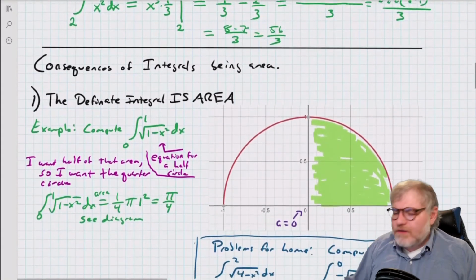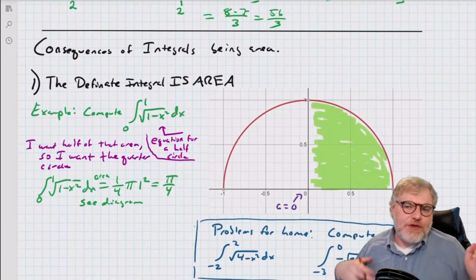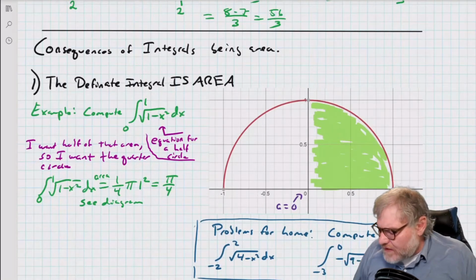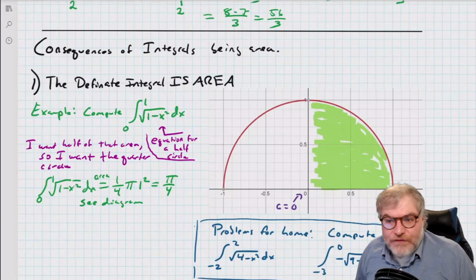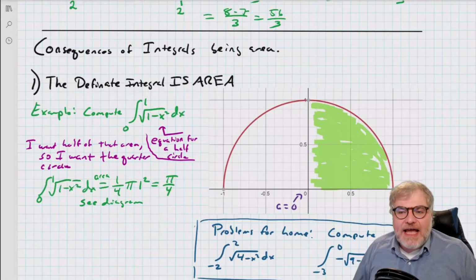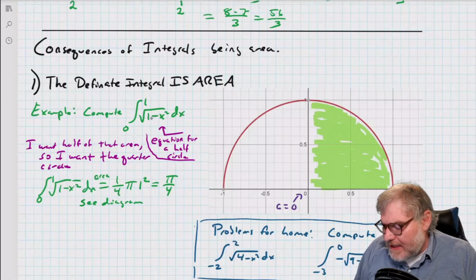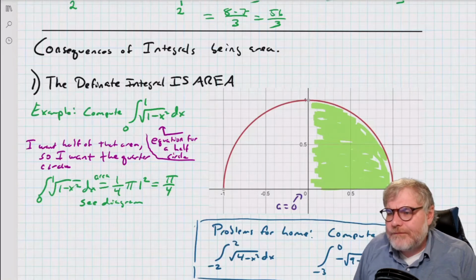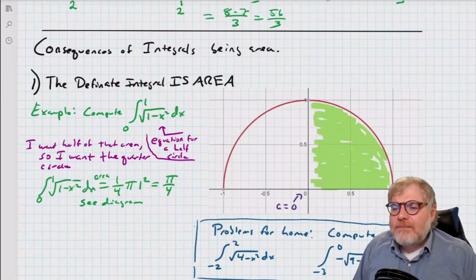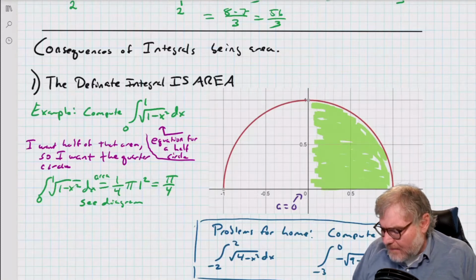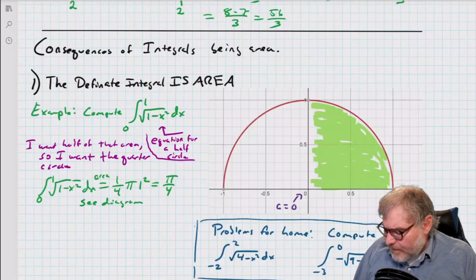Okay. So again, what I want to focus on are the consequences of the fact that this is area. One of those things is that sometimes I don't need to do the fundamental theorem of calculus. I don't even need to do that. What I can do is just think of, okay, square root of 1 minus x squared, that's a circle, right? That's half a circle. So I'm just going to say, okay, that's the upper half circle, and I'm going from 0 to 1, right?